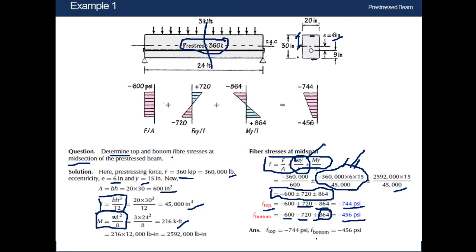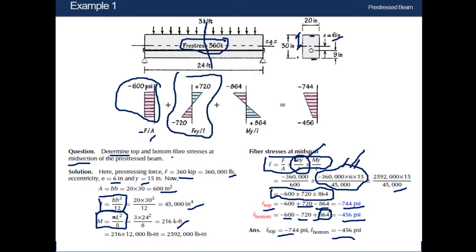So from here we will get the value of bottom fiber stress also. Now we will conclude that the stress at top fiber is minus 744 psi and bottom fiber is minus 456 psi. So we can draw this figure also. That means this was uniform for the compressive force, minus F by A. This has come for pre-stressing, which is positive or tension in top fiber and compression in bottom fiber. It's a uniform one, and the opposite one, which is bending stress due to external loading, there will be compression in top fiber and tension in bottom fiber.